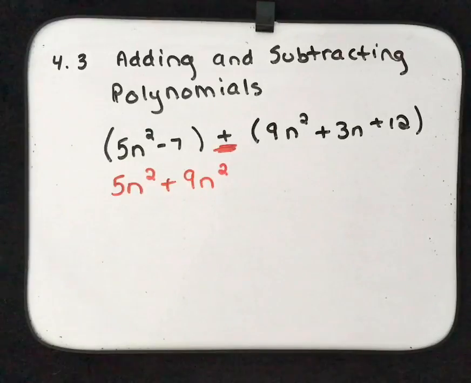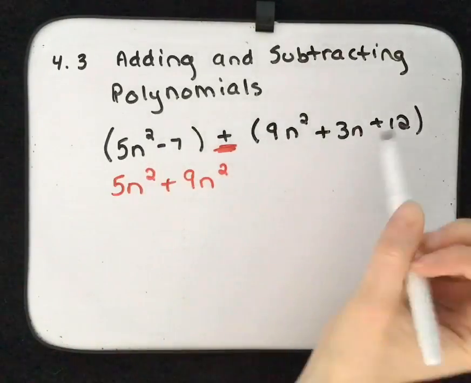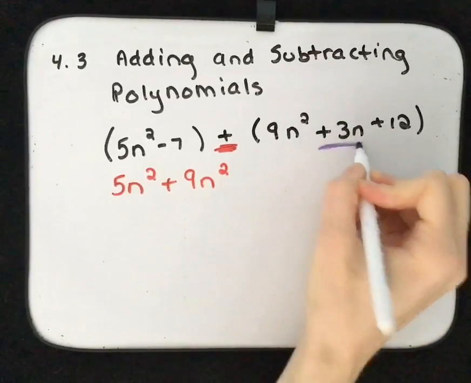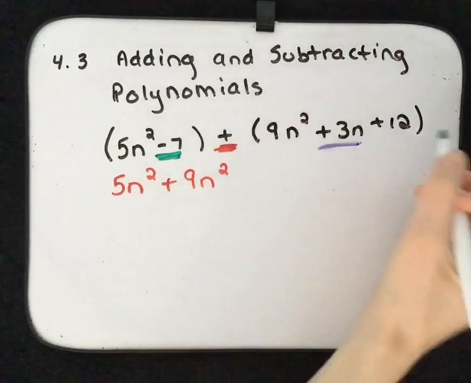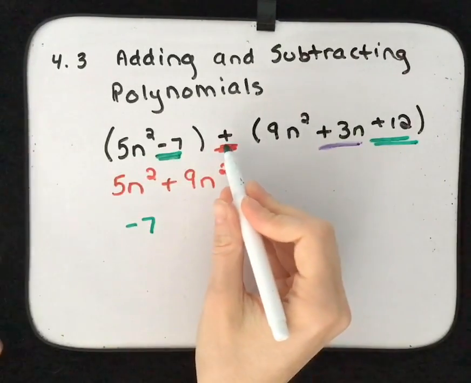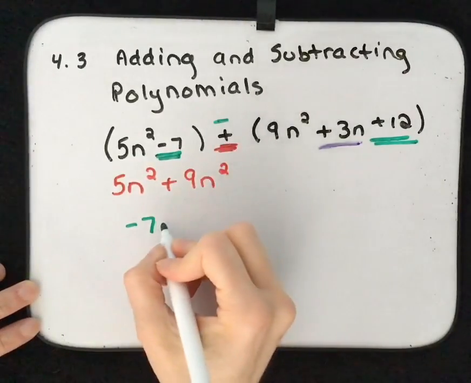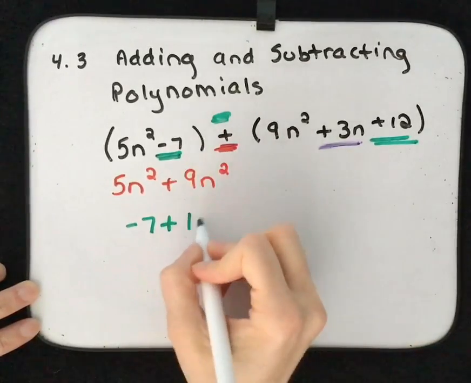If we're looking at just the n's, this one doesn't have any just n's. This one has 3n right here. And if we're looking at the constant terms, in our first one we have a minus 7, and here we have a plus 12. So that will look like negative 7 plus from right here, and then our positive 12.